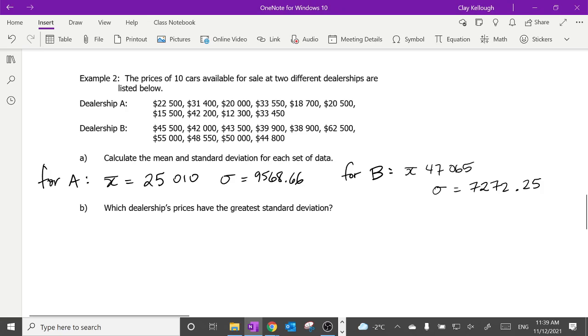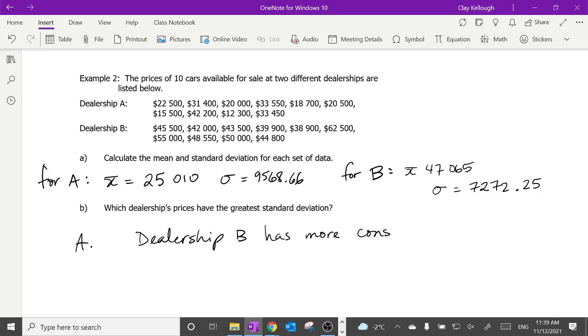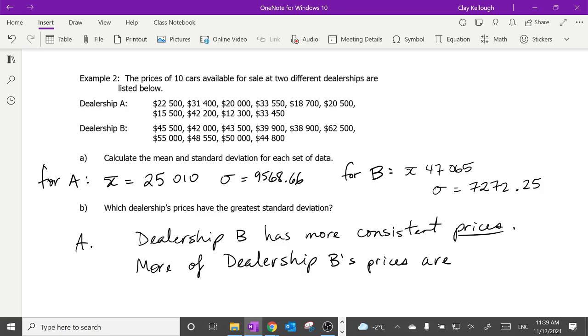So now let's actually look at the interpretive part of it. Which dealership's prices have the greatest standard deviation? And the answer is A. And what does that mean? That means dealership B has more, let's say, consistent prices, right? They're closer together. More of dealership B's prices are closer to its mean than dealership A. And that's basically what you can say. So that's the car dealership one.